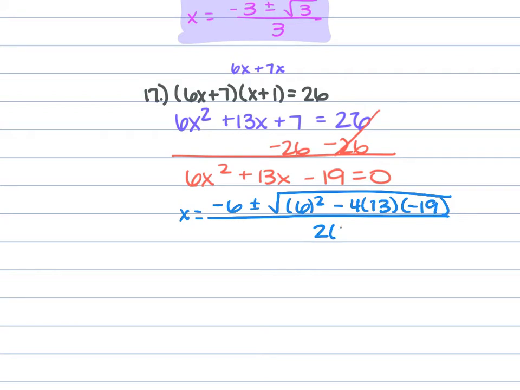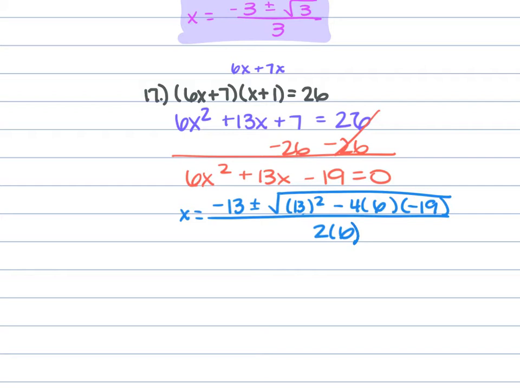Why did I do that? Okay, hold on. Not thinking. Totally thinking about something else and not what I'm doing. So this should be negative 13 plus or minus the square root of 13 squared minus 4 times 6 times negative 19 all over 2 times 6.